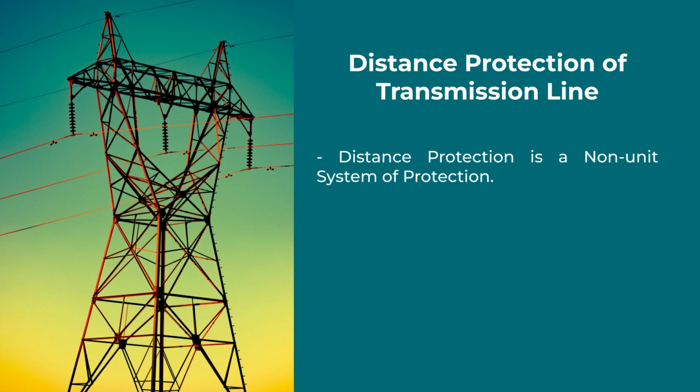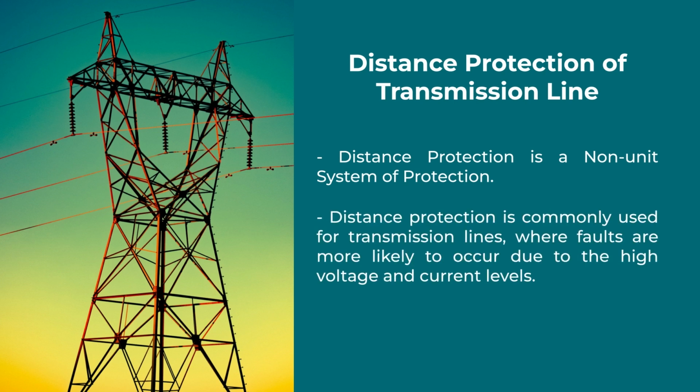Distance protection is again a non-unit system of protection. It is commonly used for transmission lines where faults are more likely to occur due to the high voltage and current level. It is a reliable and fast-acting form of protection, capable of detecting faults quickly and accurately, which helps to minimize damage to the power system and prevent power outages.